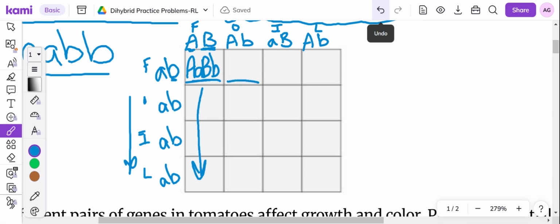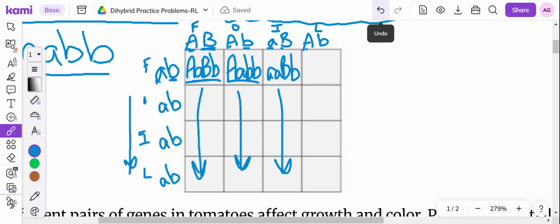In this box, we have a big A here and a little a over here, and we have a little b and a little b. And again, same way the whole way down. Little a, big B, little b. Same the whole way down. And then for this one, big A, little b, little b. Same thing the whole way down.